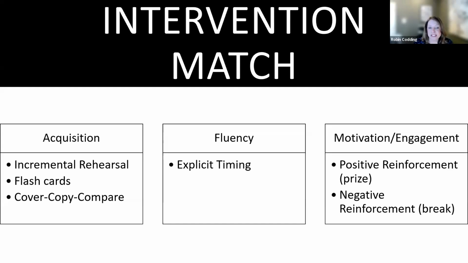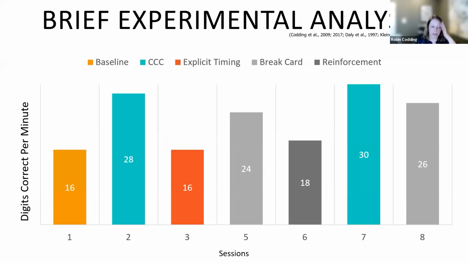We can use something like explicit timing to see if a fluency strategy is helpful. And then again, we can look at motivation and engagement by giving either positive reinforcement through a prize or negative reinforcement through a break from problems contingent on completing problems. So this is how that might look if you use those different types of tasks. What we did here in this example, baseline is represented by the orange bar. So that's their standard performance without an intervention strategy provided.